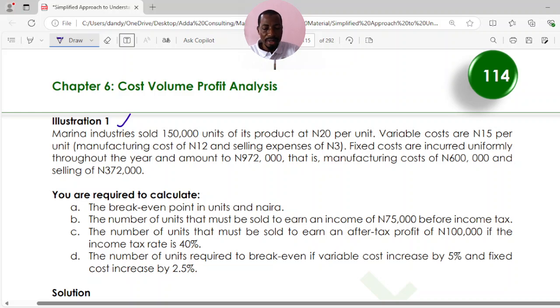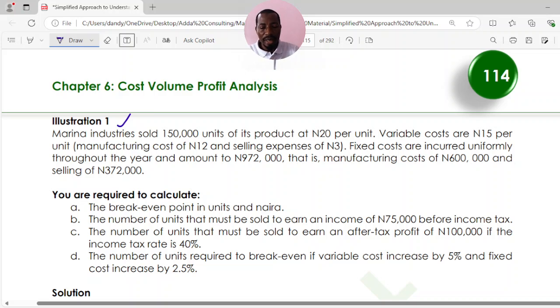Okay, you are required to calculate: A, the break-even point in units and naira. B, the number of units that must be sold to earn an income of 75,000 naira before income tax. C, the number of units that must be sold to earn an after-tax profit of 100,000 naira if the income tax rate is 40%. D, the number of units required to break even if variable cost increased by 5% and fixed cost increased by 2.5%.